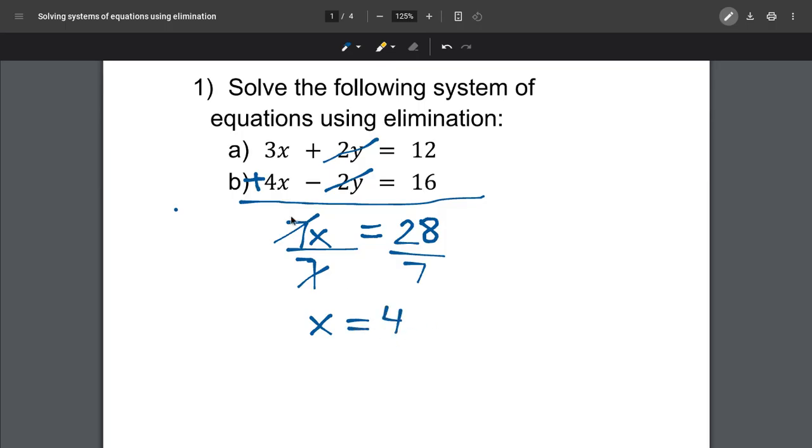We can now take this x value and put it back into one of the original equations. So I'm going to take this top equation here. You can use either one, the top or the bottom. And we'll do 3 times 4 plus 2y equals 12. Okay, 3 times 4 is 12, so 12 plus 2y equals 12.